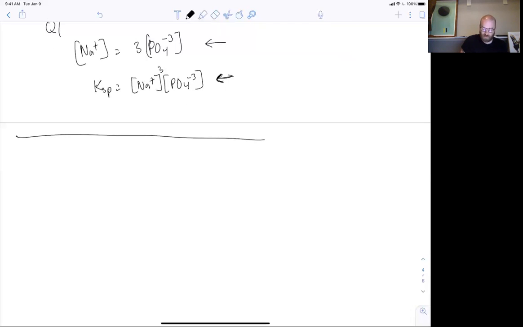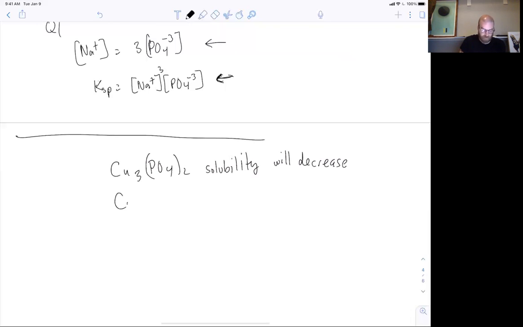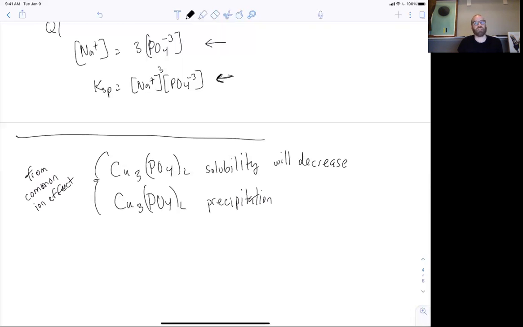A saturated solution, yeah. So the solubility will decrease for that, and then you'll also see some precipitation. This is really a common ion effect. Both of these things come from the common ion effect. It shifts the equilibrium to the left, if you're trying to look at where the answer for that lies. Okay, thank you. Yep.